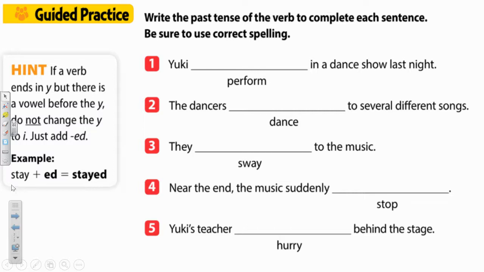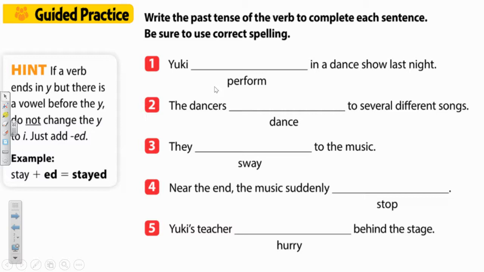So in this example, the verb is stay. Now, it's not just a vowel and a y. This is a long vowel. So they're saying, just add ed. Don't change the y to an i. All right. Number 1. They want us, by the way, to write the past tense of the verb to complete each sentence. Be sure to use correct spelling. Spelling counts today.